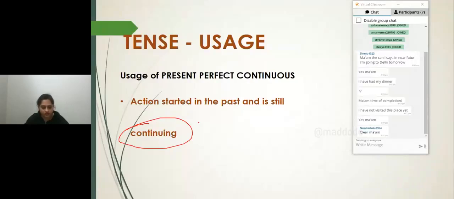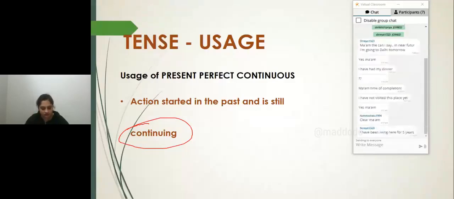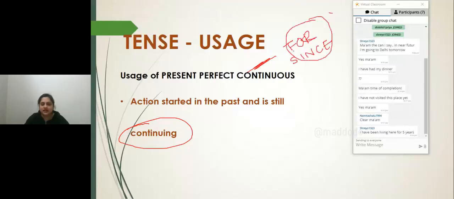Okay, so present perfect continuous, can you give me an example? I've already shown you the structure here. Present perfect continuous, something started in the past and till the present time it is continuing. Yes, for and since. Now, like you mentioned, Shrey, for 5 years. Here, the hint is that usually a time element is added. In these tenses, a time element is added. Okay.